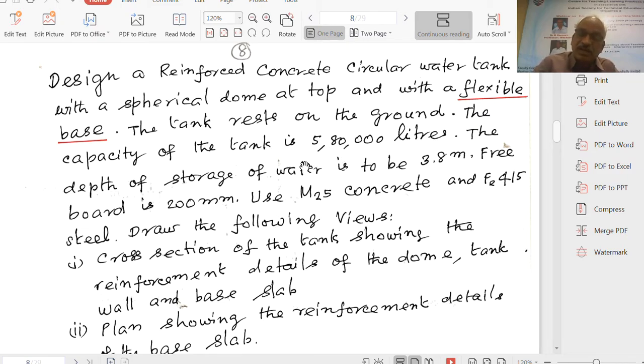Diameter is not given. Height is given. The depth of storage of water is given as 3.8 meters. So we have to arrive at the diameter. Then the design that will be required will be the dome slab and the ring beam, then the side wall and the base slab. The tank is resting on the ground. Right. So the dome slab design is new here.